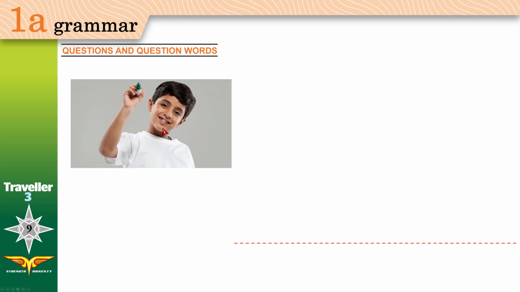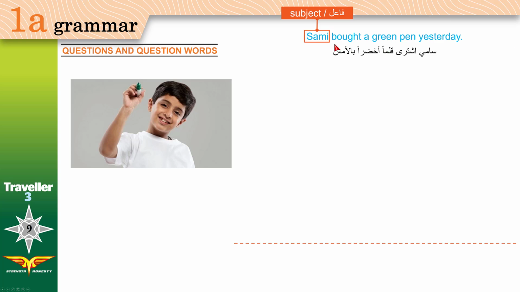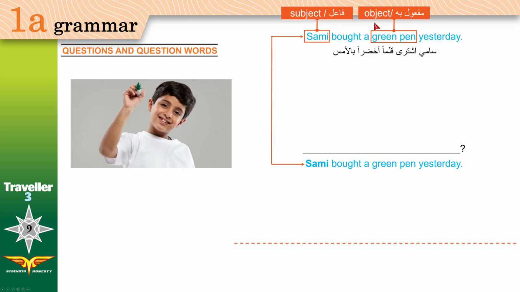This is Sammy, and Sammy bought a green pen yesterday. Now, the subject in this sentence, the one who did the action, the one who bought, is Sammy. What did he buy? He bought a green pen. Green pen is the object. What we want to do now is to write a question. We are learning how to write questions, and we want the answer to be Sammy. Sammy is the short answer.